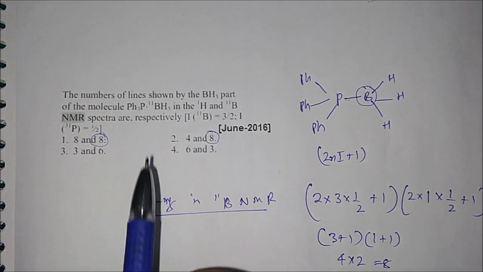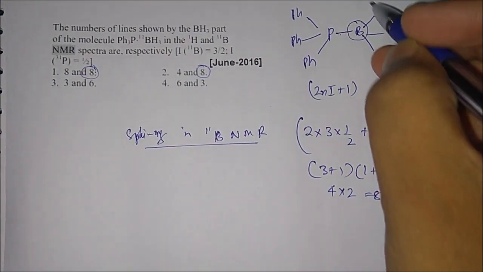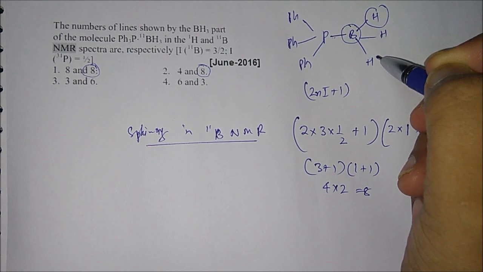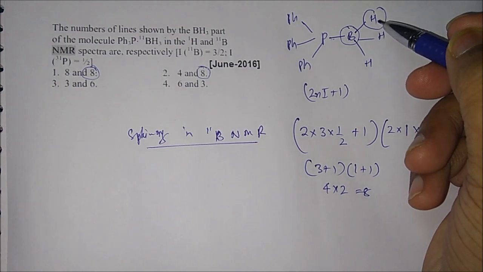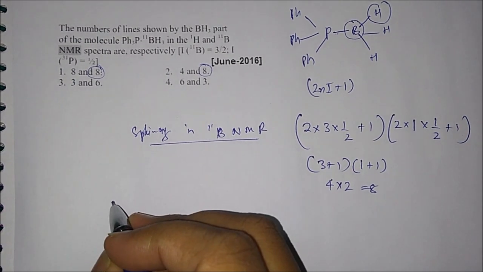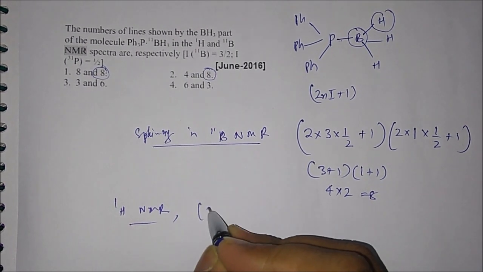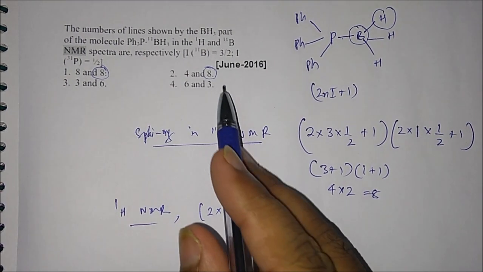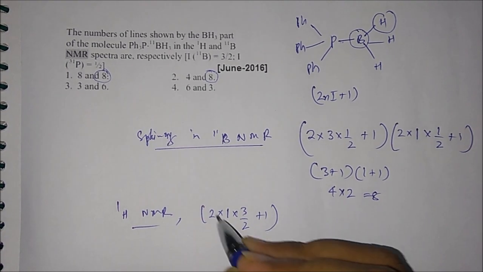Okay, so let's talk about the proton NMR. Now, when you talk about the proton NMR, as you can see, all the 3 protons are first of all equivalent, because they all experience the same electronic environment. Now, just take any one of them, it is directly attached to a boron. So let's find out the splitting for 1H NMR. It will be 2 into, how many borons are there? There is just one boron, and the value of I for boron is given, that is 3 by 2, plus 1. So this is caused due to boron.